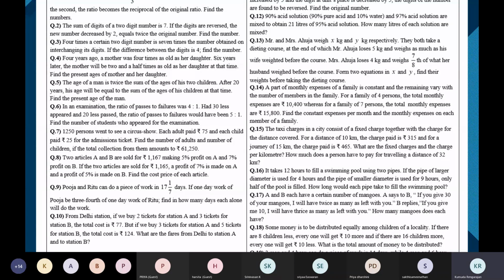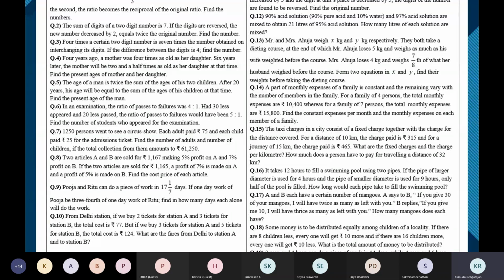Okay, so the number of students who appeared in the exam is equal to X plus Y. Now I want answers from you. If passed is X and failed is Y, then the number of students who took up the exam is equal to X plus Y.